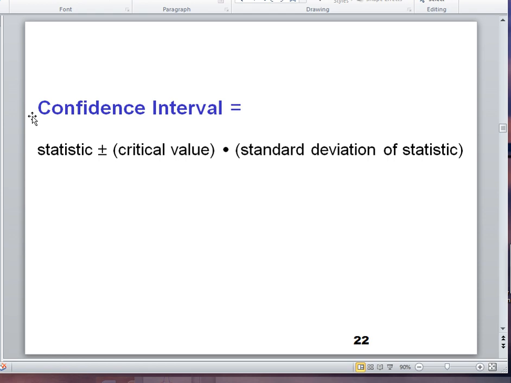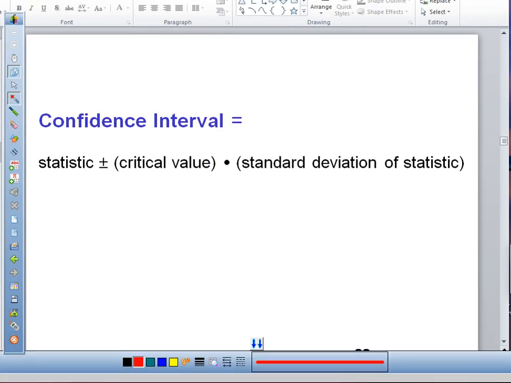Okay, and then just a reminder again, the confidence interval is our statistic. In this case, our statistic is going to be our X bar, our sample mean, plus or minus our critical value, multiplied by our standard deviation, however many standard deviations we want to go. And for here, standard deviation is going to be sigma over square root of n.